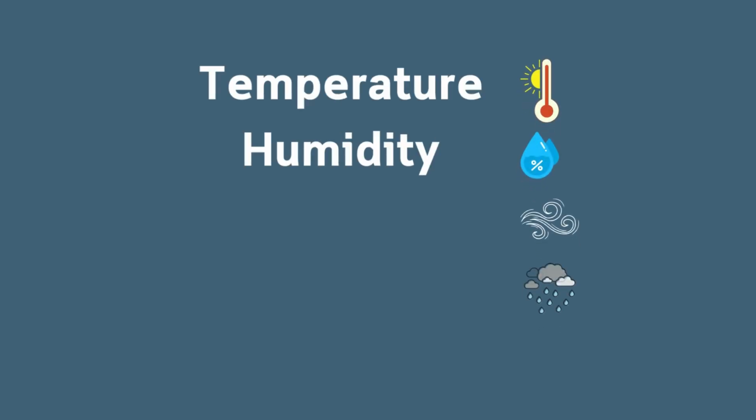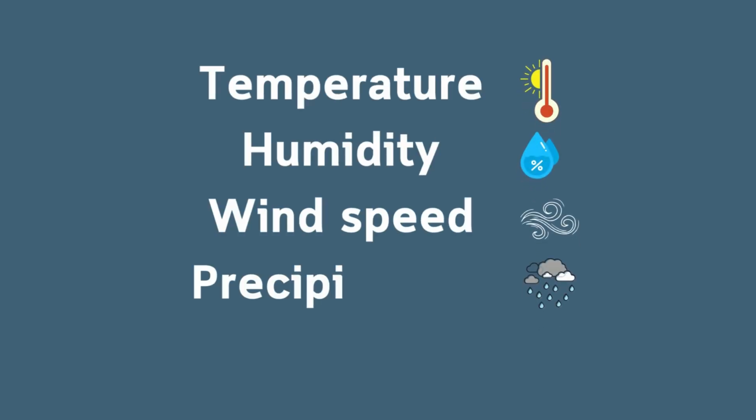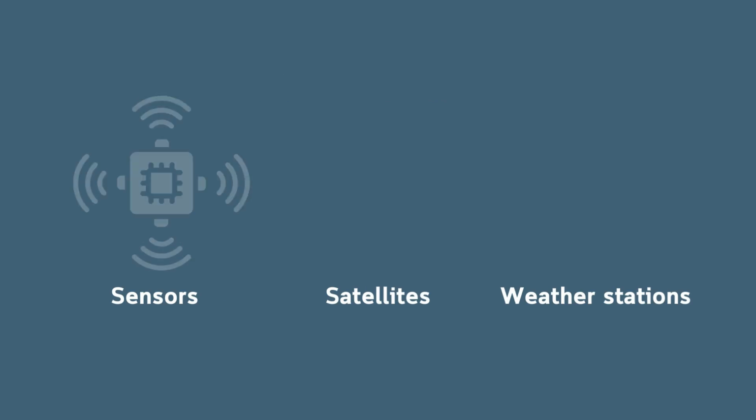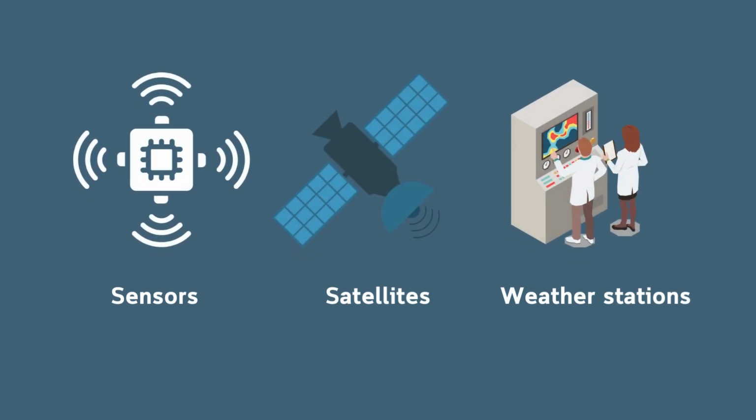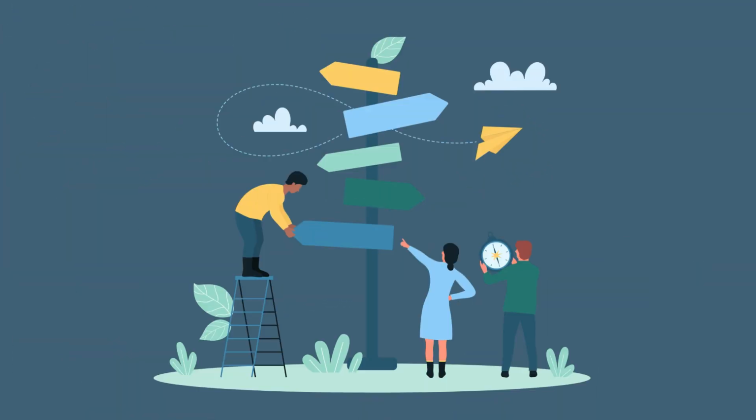So, what exactly is real-time weather data? Simply put, it's the current state of the atmosphere at any given moment. This data includes temperature, humidity, wind speed, precipitation, and more, collected from various sensors, satellites, and weather stations worldwide. Unlike static forecasts, real-time weather data provides up-to-the-minute information, allowing users to make immediate and informed decisions.